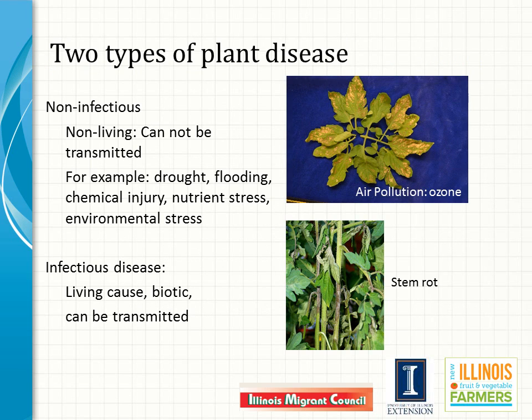There are two types of plant disease in general. Non-infectious disease is caused by non-living factors. A non-infectious disease cannot be transmitted. For example, drought, flooding, chemical injury, nutrient stress, and environmental stress are all non-infectious diseases. Infectious diseases are caused by biotic living organisms. They can be transmitted. So air pollution injury is an example of a non-infectious disease, and a stem rot caused by a fungus is clearly an infectious disease.